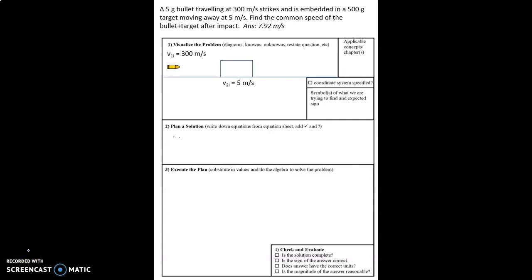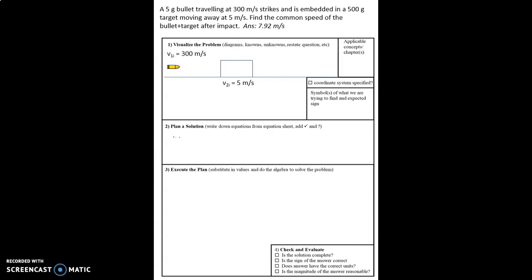In this video, we're looking at a 5-gram bullet traveling at 300 meters per second. It becomes embedded in the 500-gram target that was already moving away at 5 meters per second. And we're going to worry about the coordinate system and the symbol that we're trying to find. We'll put that in a minute. But let's just take a look at this scenario.